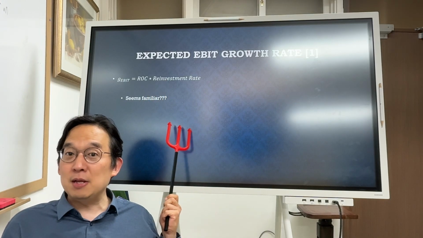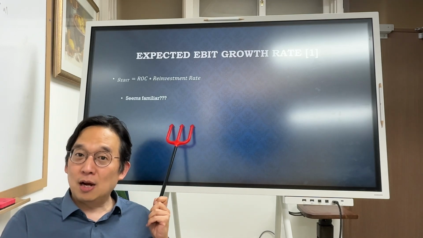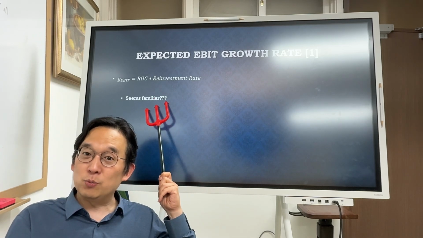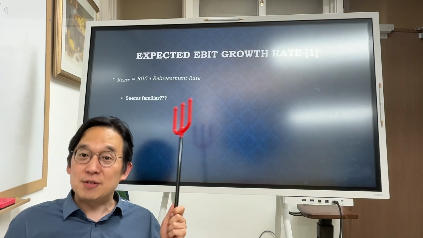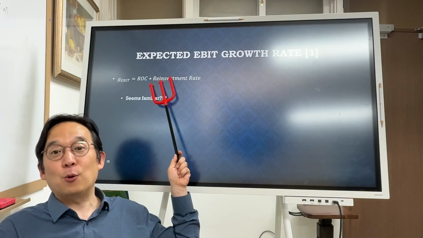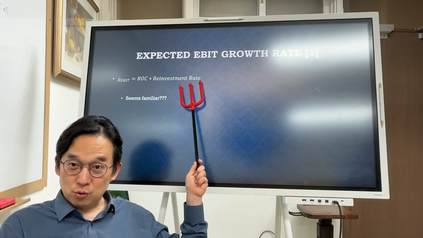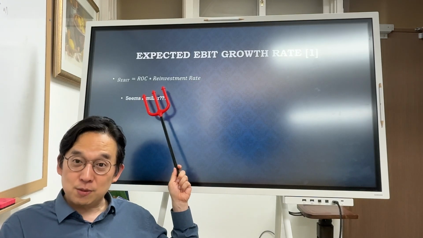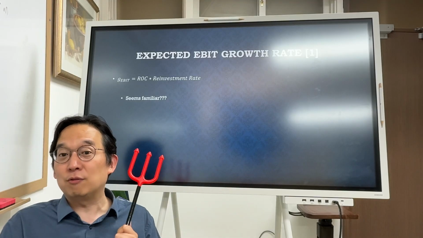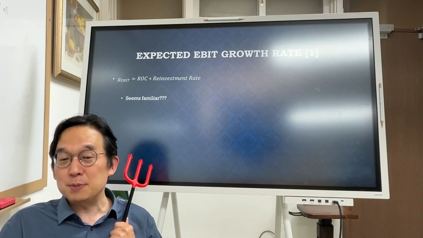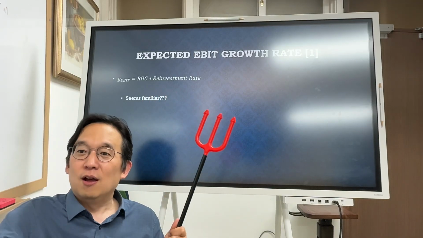Does this seem familiar? Yeah, it should ring a bell, because we did a similar computation and assumed similar mechanisms when we were doing the FCFE method. There in FCFE, we played with ROE instead of ROC, and the equity reinvestment rate was used instead of the total reinvestment rate over here. Why the difference? Because here we have to consider not only equity holders, but also the debt holders as well. So it's more general over here.